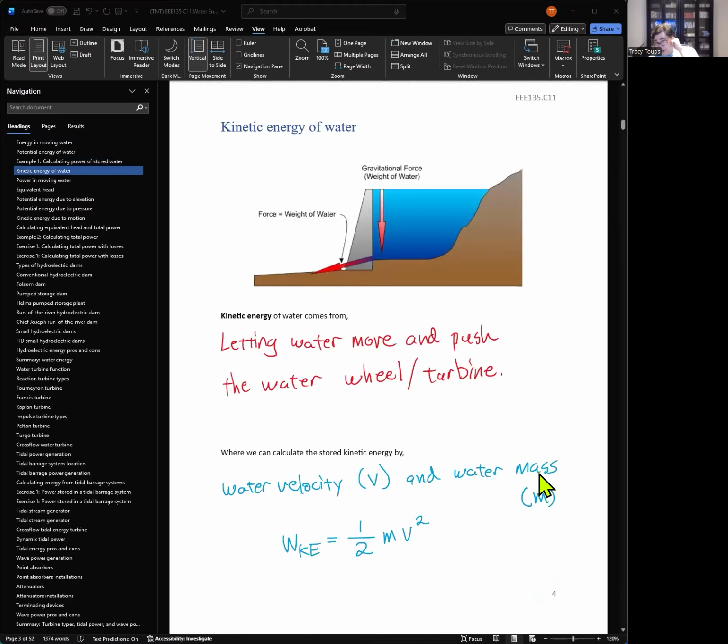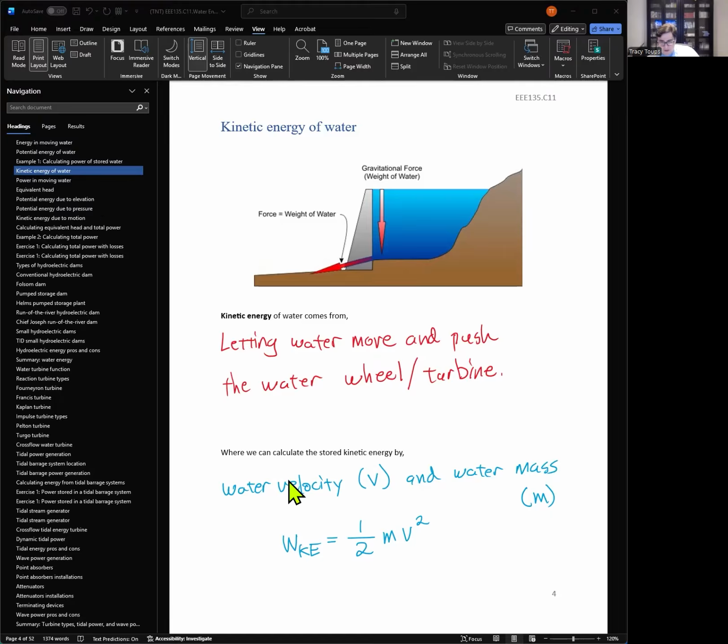Okay, so that's potential energy. Let's talk about kinetic energy next. So kinetic energy is when we open the gate and let all the water flow out. Okay. So what is kinetic energy? Where does it come from for water? Letting water move and push the water wheel and turbine. Okay. How can you calculate the kinetic energy? Well, because it's moving, you take the mass of the water moving and multiply it by the velocity squared, and then you halve it. So kinetic energy, a very classic physics equation, is 1/2 times mass times velocity squared.